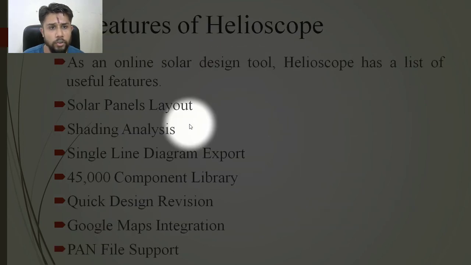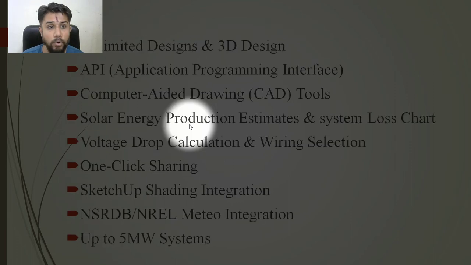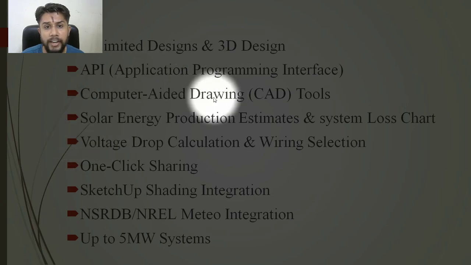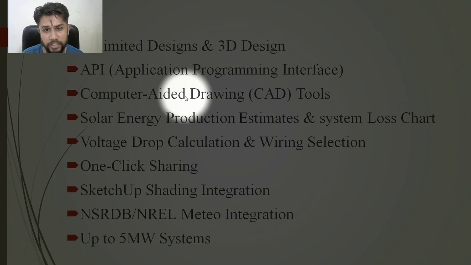Other features of Helioscope are solar panel layouts, shading analysis, single line diagram export, a 45,000 component library, quick design revision, Google Map integration, .pen file support, unlimited design and 3D design. And the most important feature is the API, application programming interface, with which we can simply communicate with other tools as well. It supports computer-aided drawing tools, solar energy production estimation, and a system loss chart is available.